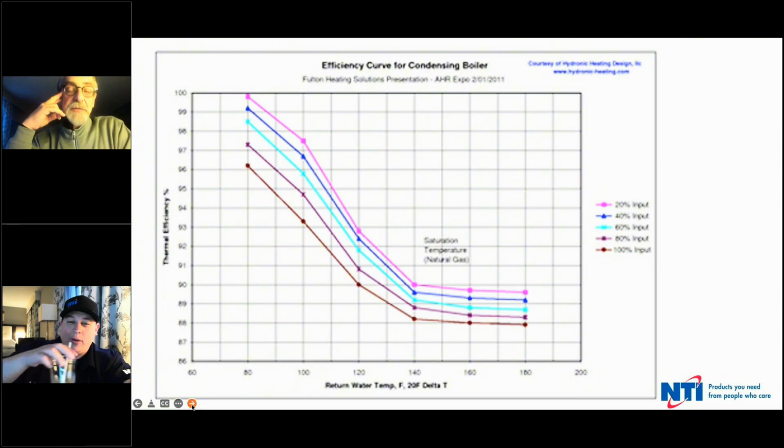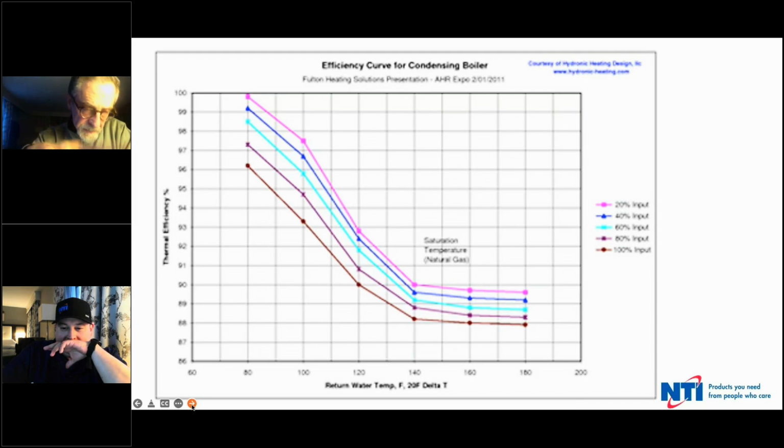You've got 5 different process lines based on your output. So there's your turn down, and then you've got the thermal efficiency as a function of return water temperature, which reflects your reset. So this is showing you both turn down and reset at various outputs.